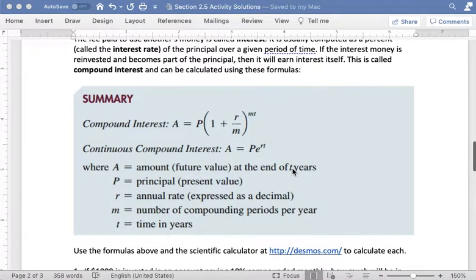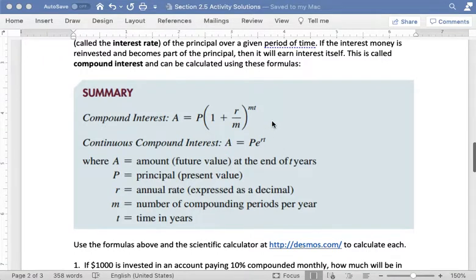This box is taken directly from the textbook. The first formula is A equals P times (1 plus R over M) to the MT power. A lot of books will use N instead of M, but this book for some reason uses M. And then the other variables are listed here, what they are.